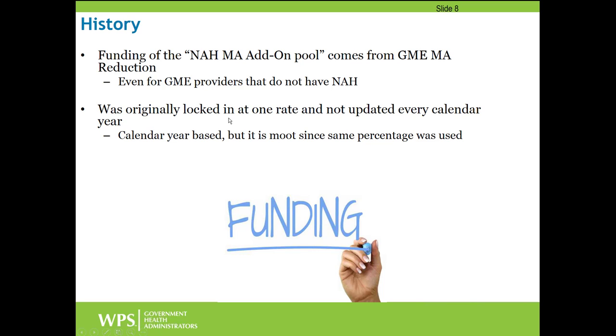Now, the one thing we'll see here is that these rates, the reduction as well as those 2 factors for the nursing and allied health, they were locked in at one rate initially. They were not updated every calendar year. For that reason, even though this is calendar year based and one cost reporting period might span 2 different calendar years, splitting it at the calendar year was originally kind of a moot point because it's the same percentage that was used. So that's the original way this was handled. We're going to be talking about the change here now.